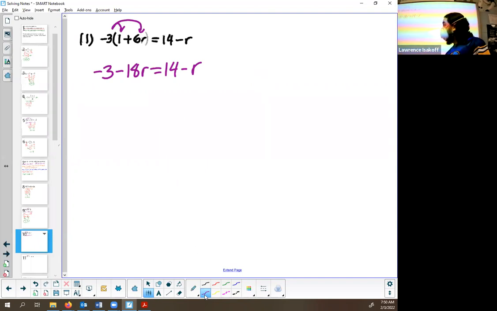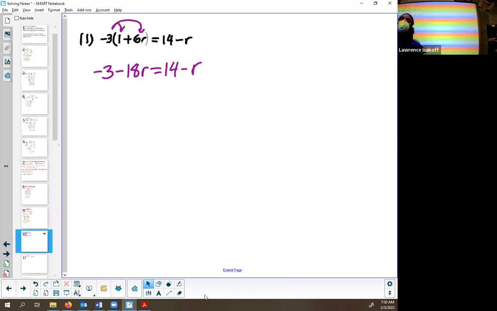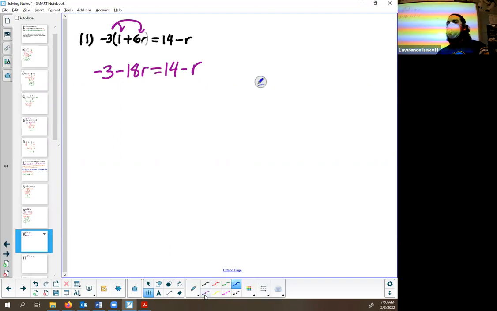Now, when I look at this, do I have any like terms on the same side to combine? No, I have r's, but they're on different sides, right? So let's take care of that now. When I have variables on different sides, I need to get them to the same side. Does anybody remember or have an idea on how to do that?